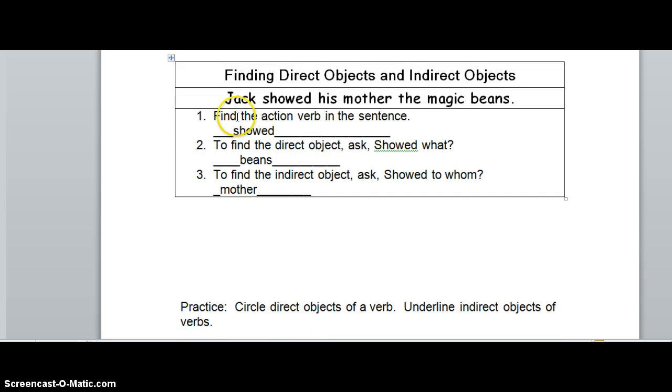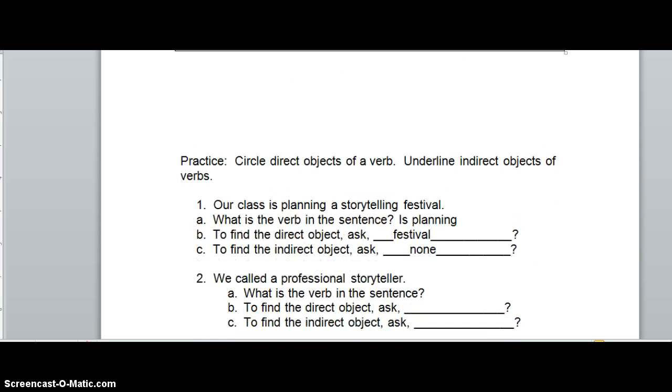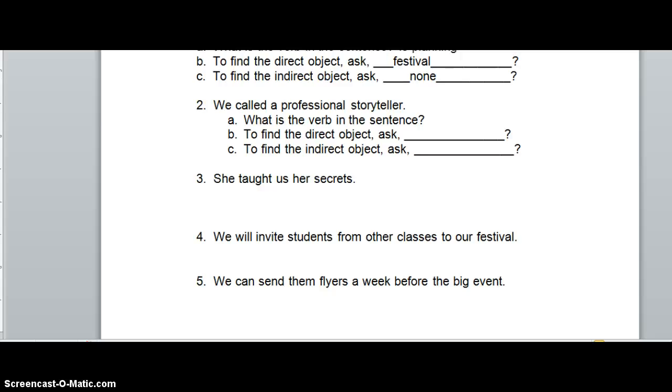So once again, just a quick recap. If I'm going to find my direct object, I'm going to say Jack showed his mother the magic beans. Showed is my action verb. Showed what? Beans. That then is my direct object, and I've already listed it right there. And then I say showed, goalpost number 1, the beans, direct object, goalpost number 2, to whom, it must come in between, and that would give us mother because that's the main noun or pronoun. So mother is my indirect object. I'm going to skip a couple of these and jump down here.